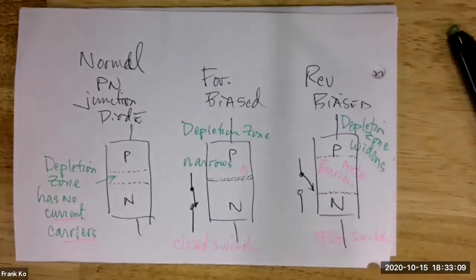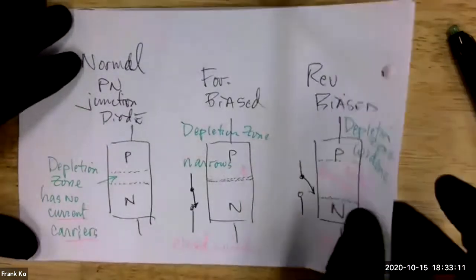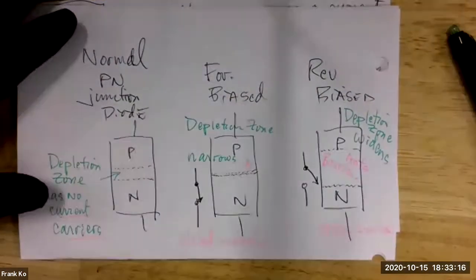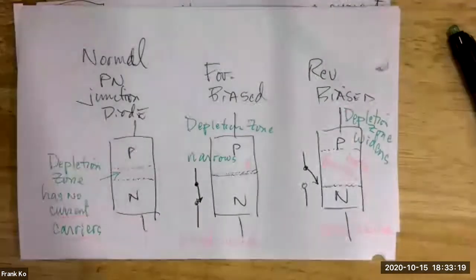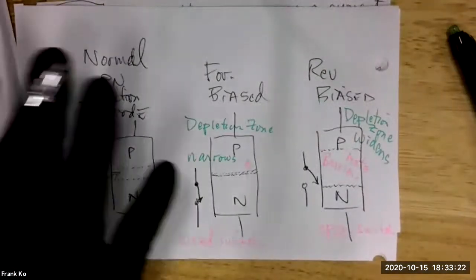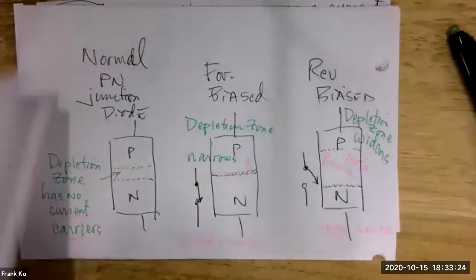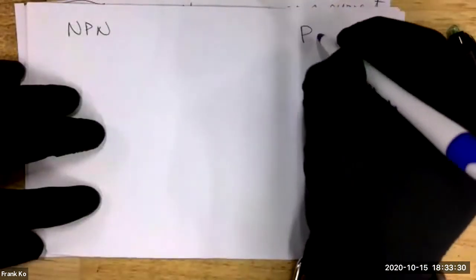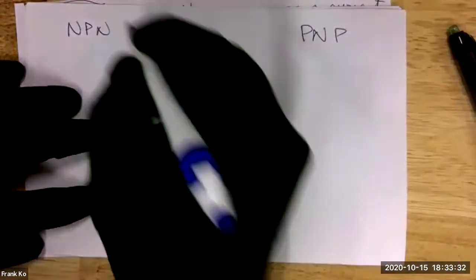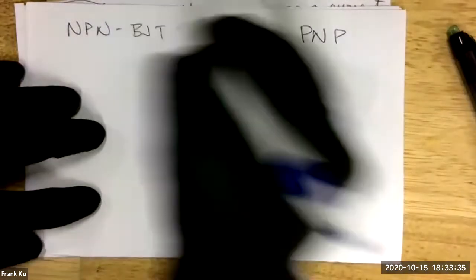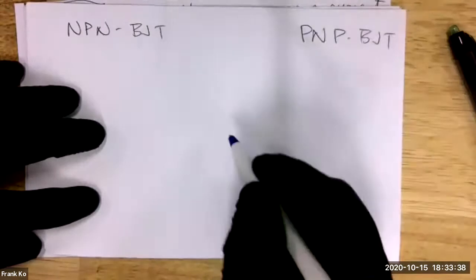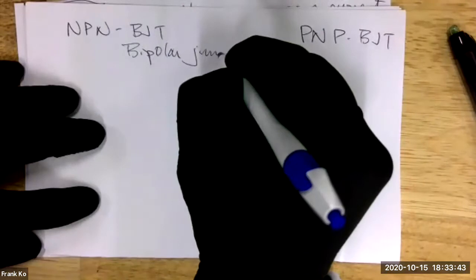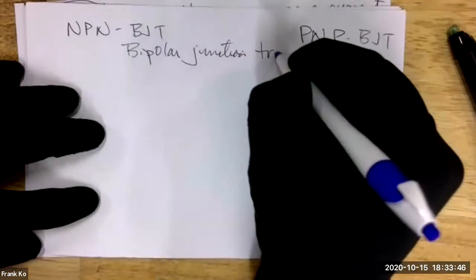All right. This is called a PN junction because one side is P, one side is N. Now, enter the transistor that we're about to play with. The transistor we're about to play with is one of two: you have an NPN or a PNP. We will call this a BJT. BJT stands for Bipolar Junction Transistor.